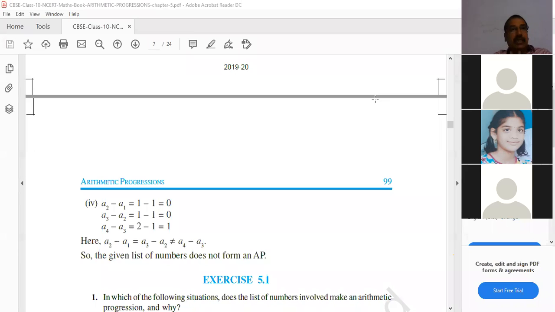A29 means A plus 28d. A plus 28d. Okay, good.